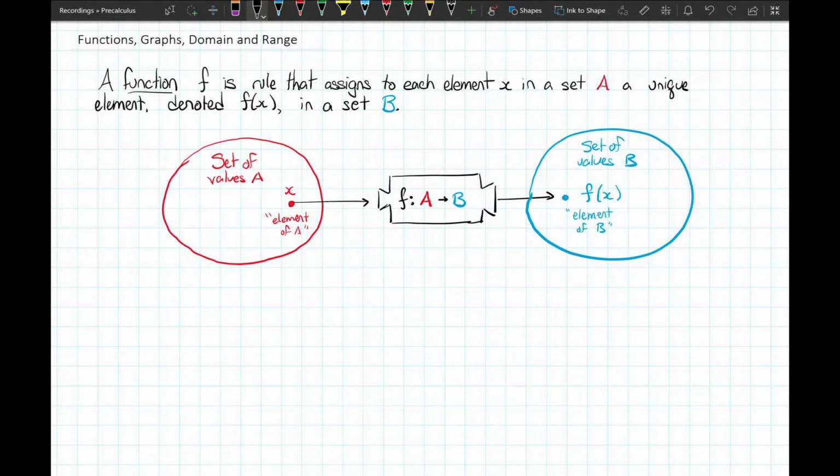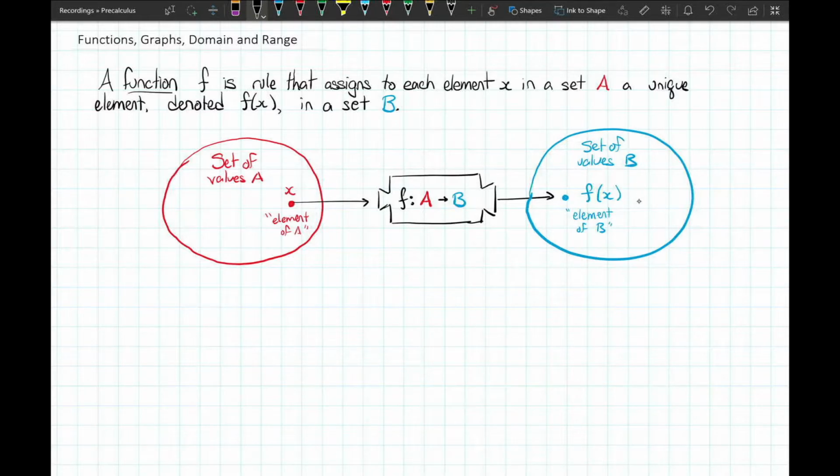x, in a set of objects, A, and assigns to it some unique element, f of x, in another set, B. And so here's a little bit of a diagram. We've got a collection of values here in red, which we've called the set A, and x is just one of many possible elements in that set. We could also name it anything else we like, and it would just be an arbitrary value somewhere in this collection. And when we put that into our function, it takes every value in A and gives us back a value of a different potential type, a number or a value in the set B.